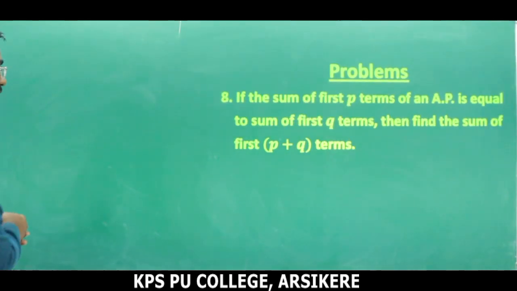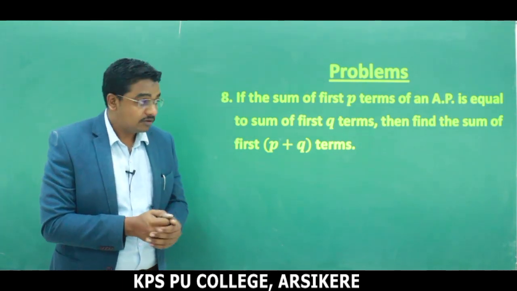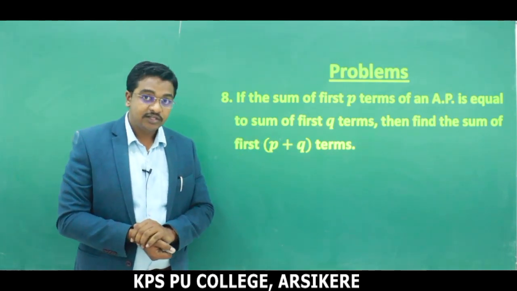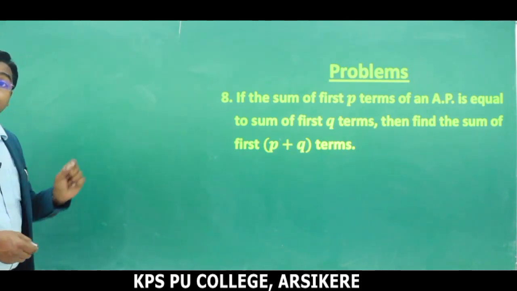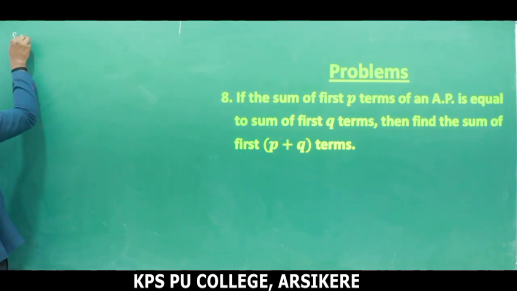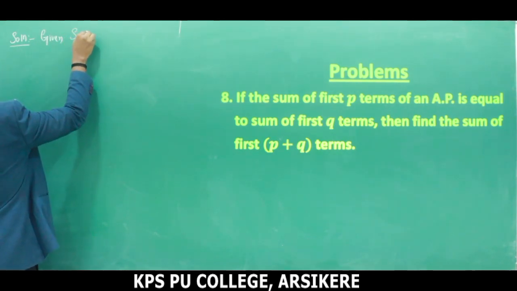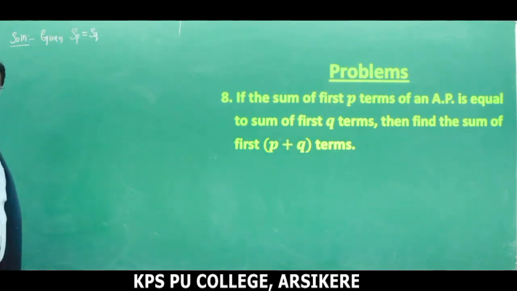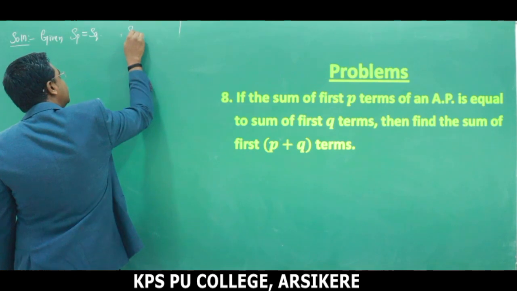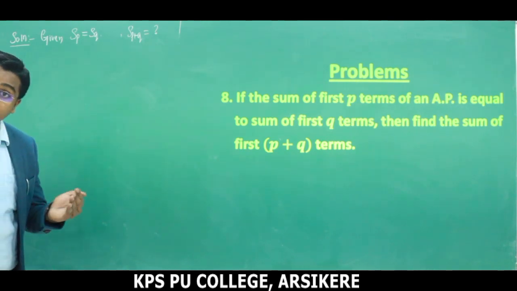Now dear students, we are moving to the next question. Question number 8. If the sum of first p terms of an AP is equal to the sum of first q terms, then find the sum of first p plus q terms. Solution. What is given? Given Sp is equal to Sq. It means the sum of first p terms is equal to the sum of first q terms. We need to find S(p+q) is equal to what? Here we need to find the sum of first p plus q terms.